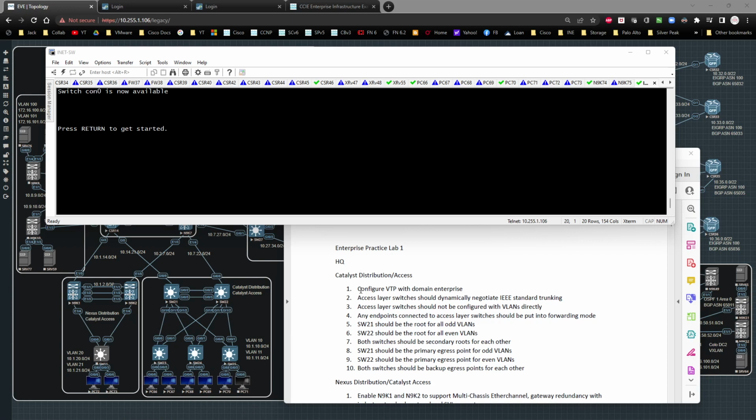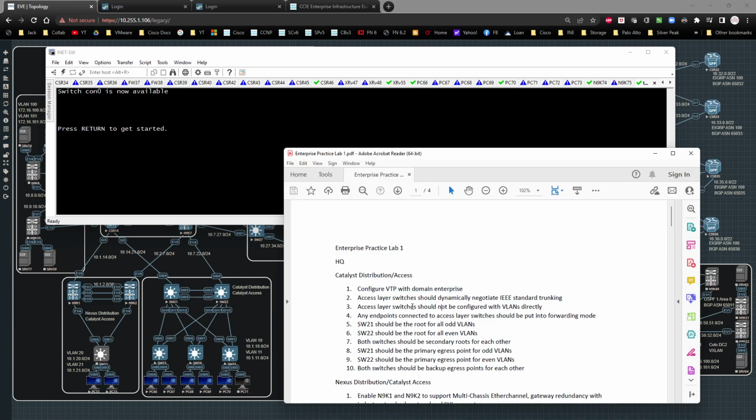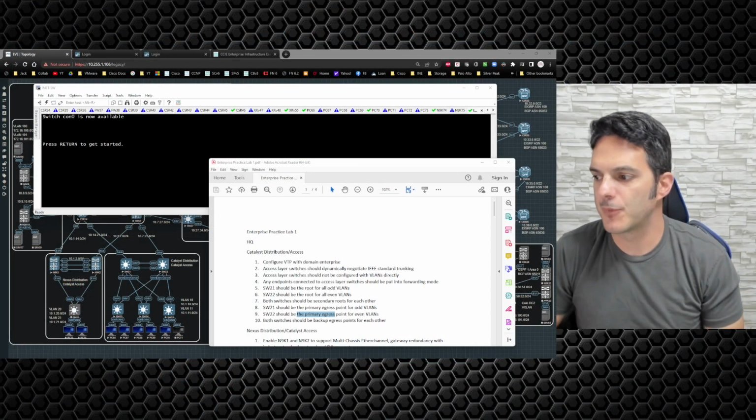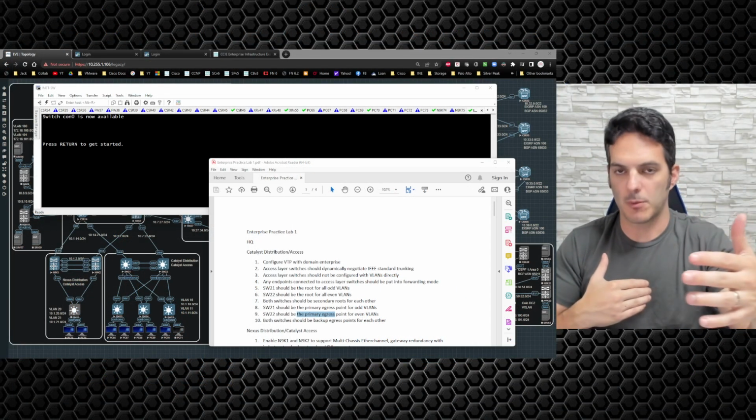For example, it says configure VTP with domain enterprise. Access layer switches should dynamically negotiate IEEE standard trunking. Access layer switches should not be configured with the VLANs directly. Any endpoints connected to an access layer switch should be put into forwarding mode. Then it comes with the root bridges, secondary root bridges, egress point for odd VLANs, and egress point for even VLANs. Both switches should be backup egress points for each other. Based off of that output, it's straightforward what they're asking for.